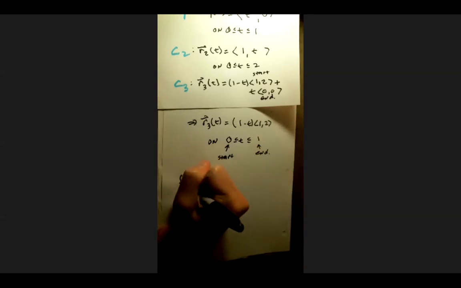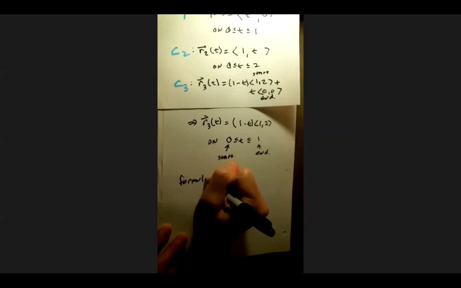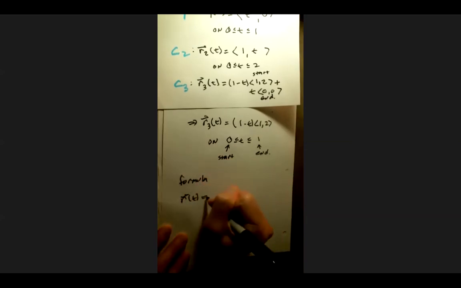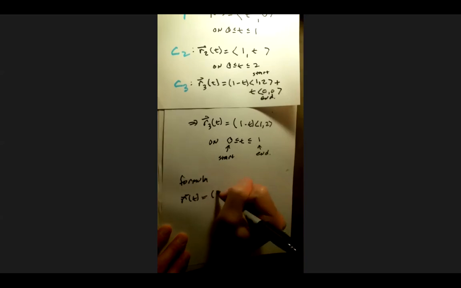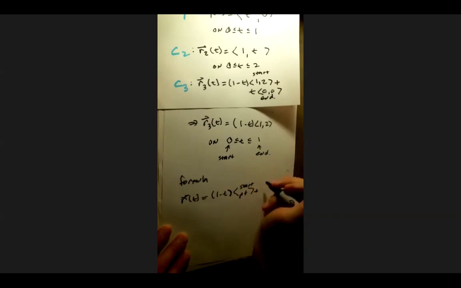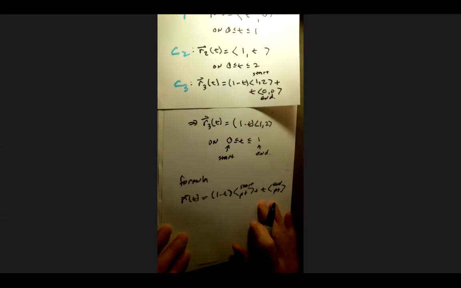So again, the formula here is that R of t equals 1 minus t, in parentheses, times the starting point, plus t times the ending point, which in this case ended up being 0, 0. So that part just went away.